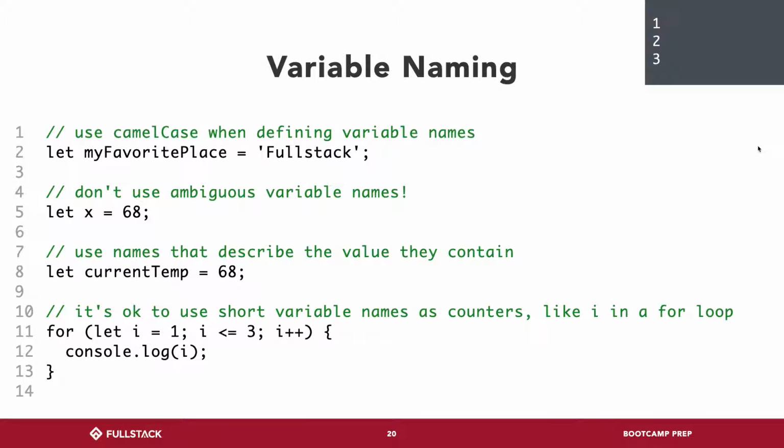Use names that describe the value they contain. Let current temp, 68. So the current temperature will be 68, right? It's okay to use short variable names as counters, like i in a for loop. We'll talk about for loops tomorrow with David, the other instructor. But anyways, this is basically how a for loop looks.